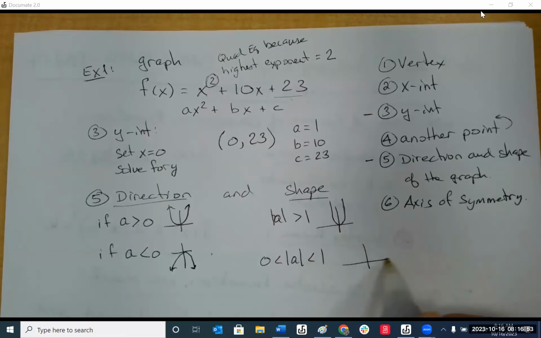All right. So the next one, let's look at the vertex. If in standard form, the vertex is found by using the following equation or formula.